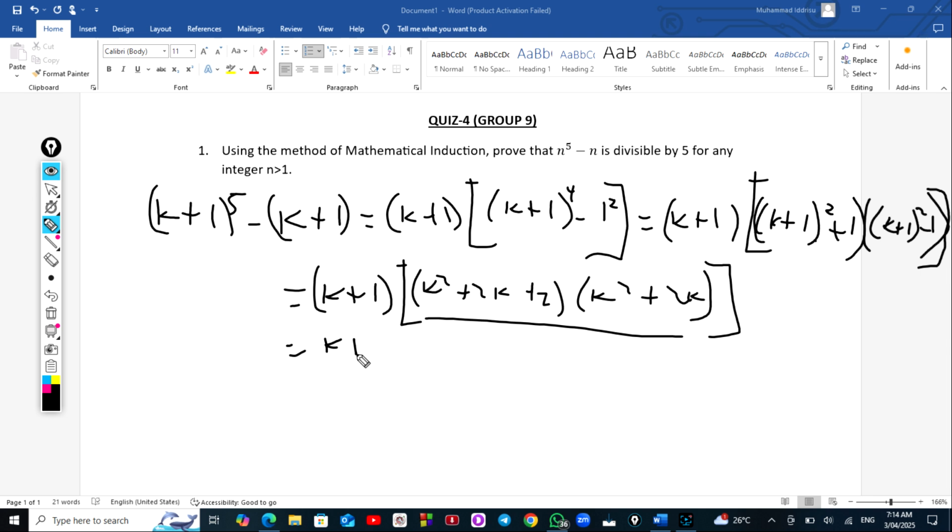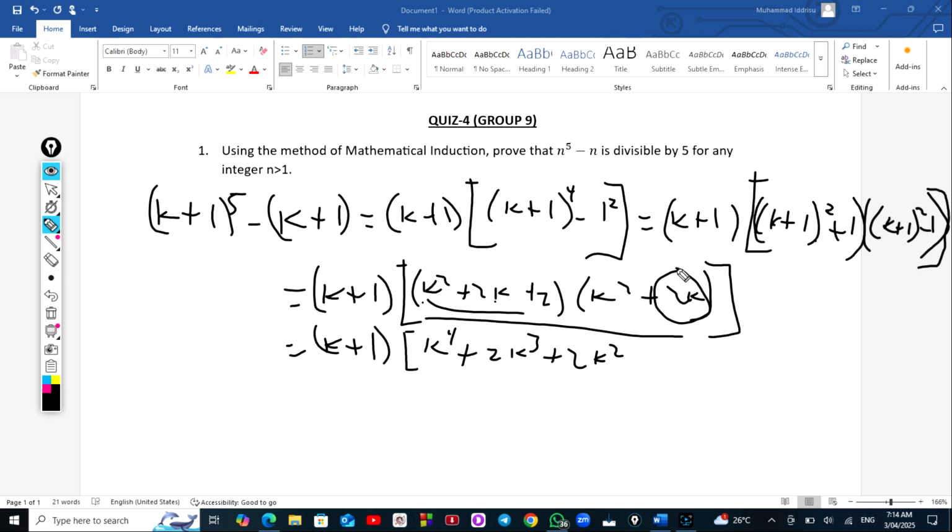So we continue with our expansion, k plus 1. So we just distribute this k square with all this. So k square times k square gives us k to the power 4 plus k square times 2k gives us what? 2k to the power 3. k square times 2 gives us 2k square. Okay, so we are done with k square. So we drop k square and pick 2k.